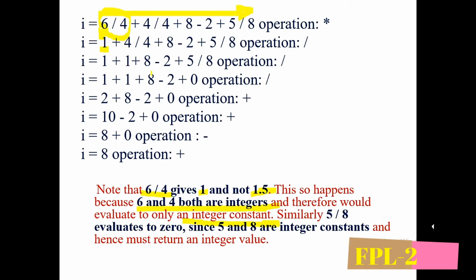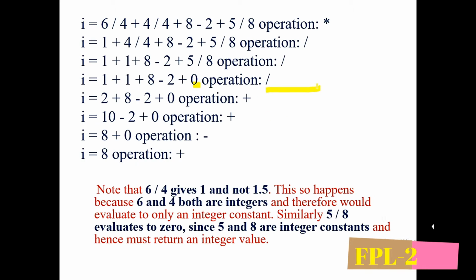Next, going from left to right, we have plus, division, plus, and so many operators. But between plus and division, the division will be performed first, so it will give you the value as 1. Again we go from left to right, with plus, plus, minus, plus, division. Now this operator will be performed first among all others. It will give you the value 0, as discussed earlier. Similarly, 5 divided by 8 evaluates to 0, since 5 and 8 are integer constants and hence must return an integer value.